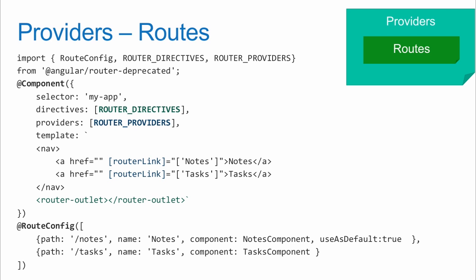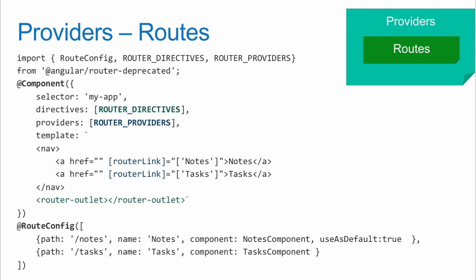So we want to switch between different parts of our application. If you see here, our template has a nav section. We have two different anchor tags. They have their own router link values of notes and tasks. And this is part, of course, of the pattern we use in Angular to do this. Each component that has this navigation piece, where it can show different partials, does need the router directives and the router providers. And we need to define the route config in the very bottom there.